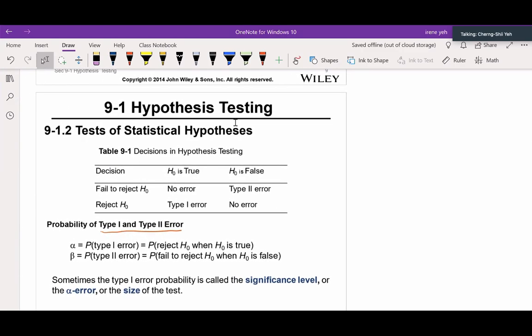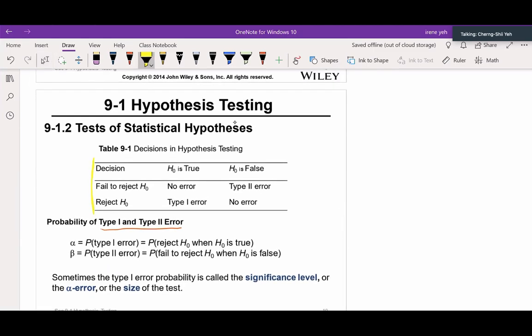On the left-hand side, this column over here is from your hypothesis testing result. From your hypothesis testing, there are only two ways to draw a conclusion. You either fail to reject H0, or you reject it. Only two possibilities. Now we need to compare that with our reality. There are only two realities. My H0 is either true or false.